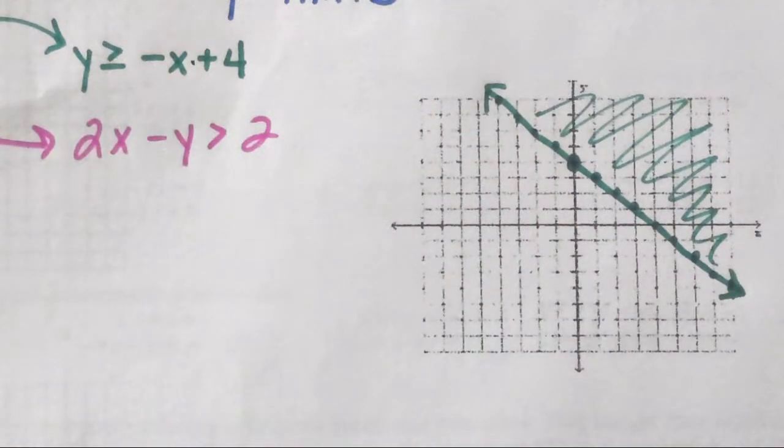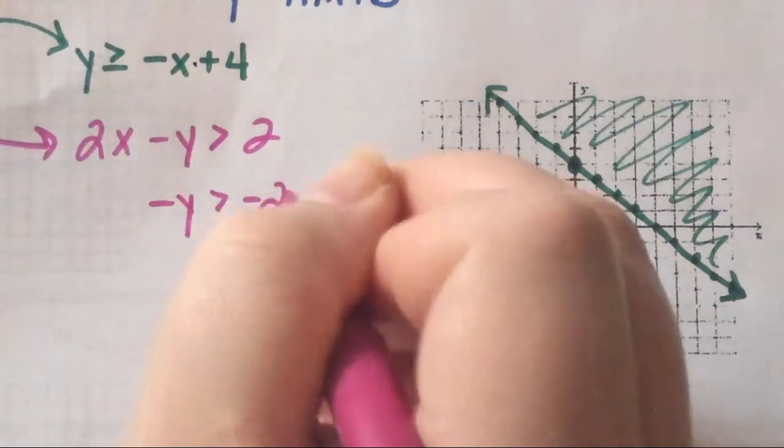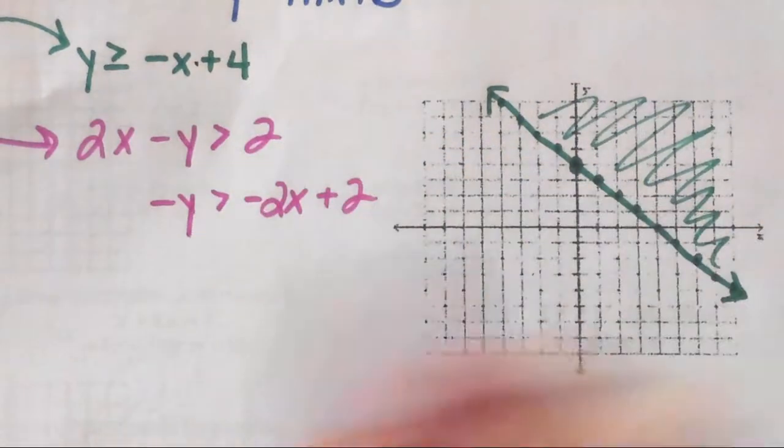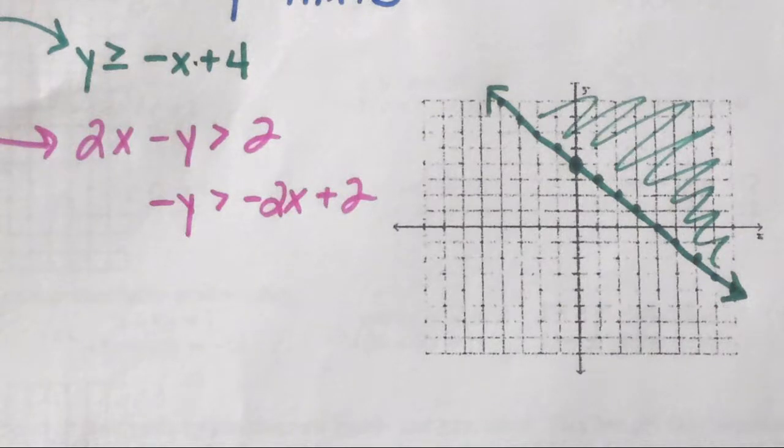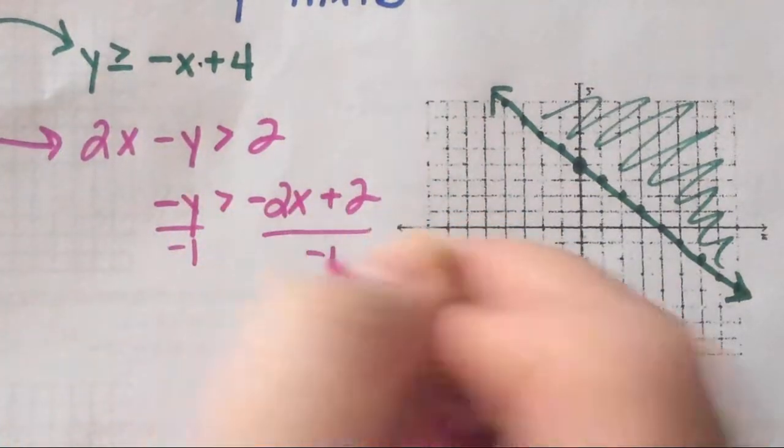If I subtract 2x from both sides, I'll have negative y is greater than negative 2x plus 2. Many people at this point on their most recent test would just drop the negative sign. Don't know why that happens. Not something that we can allow. Instead, I'm going to divide by negative 1. And if you need to show dividing by negative 1, you can.